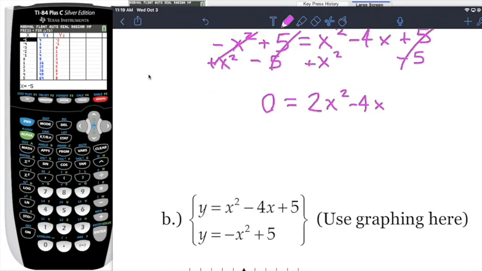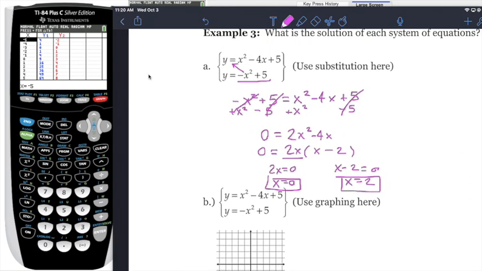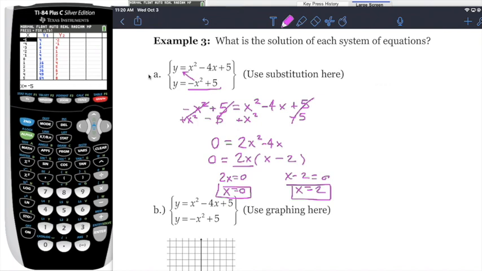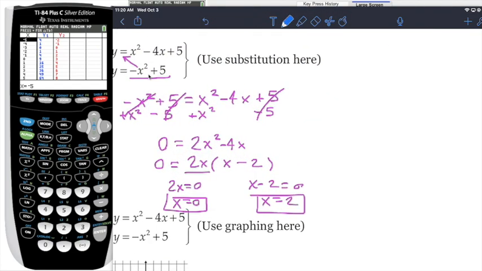From here, we can factor, and this uses the factoring technique of just the greatest common factor. We can factor out a 2x, and then you would be left with x minus 2. From there, we can split this up into our two different factors: 2x equals 0 or x minus 2 equals 0. Therefore, x equals 0 and x equals 2. We're assuming you're comfortable solving your quadratics. So now we need to find the corresponding y values for both of those.